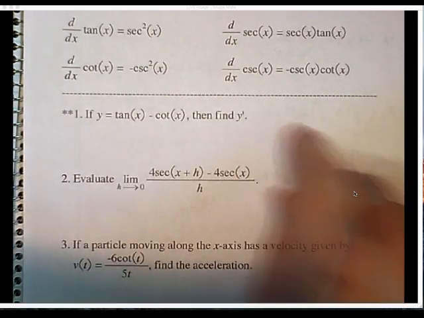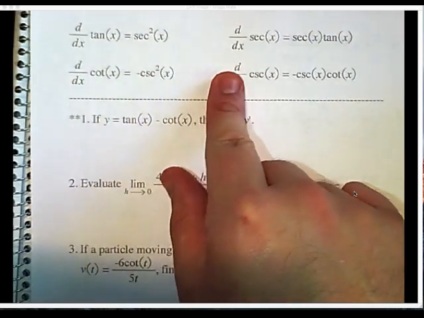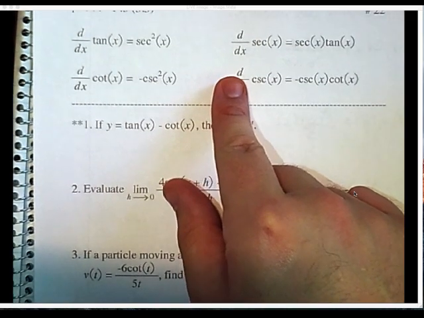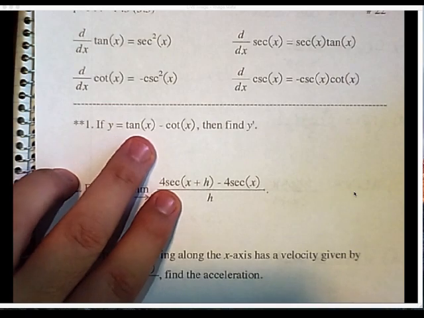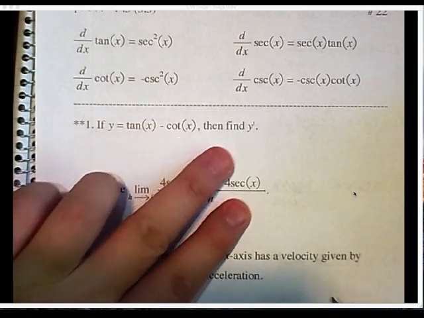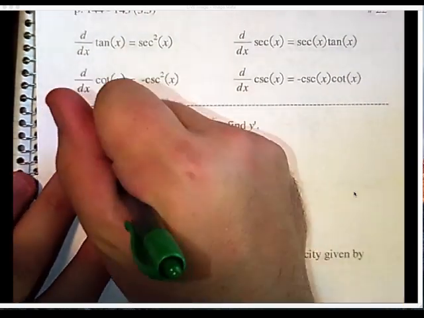Up at the top here, we've already covered those. Those are the other 4. So we already had sine and cosine. These are the other 4. So it says if y equals the tangent of x minus the cotangent of x, then find the derivative. So how am I going to do that?